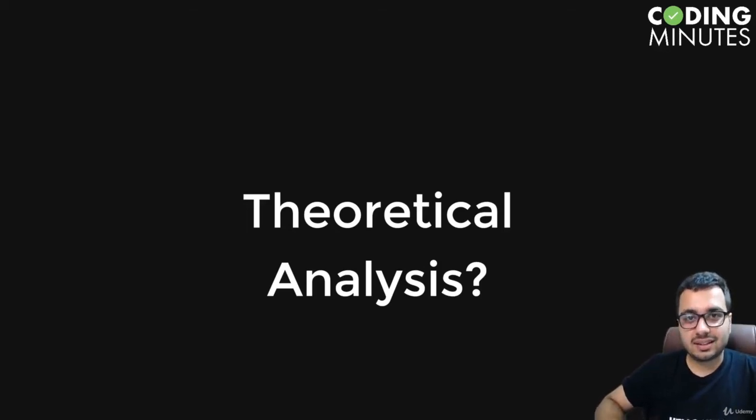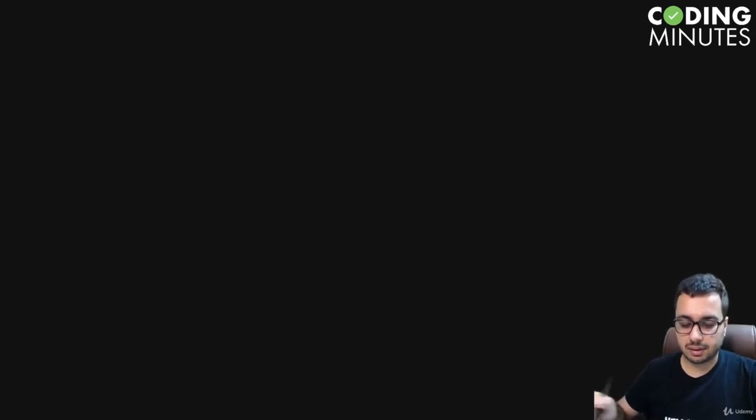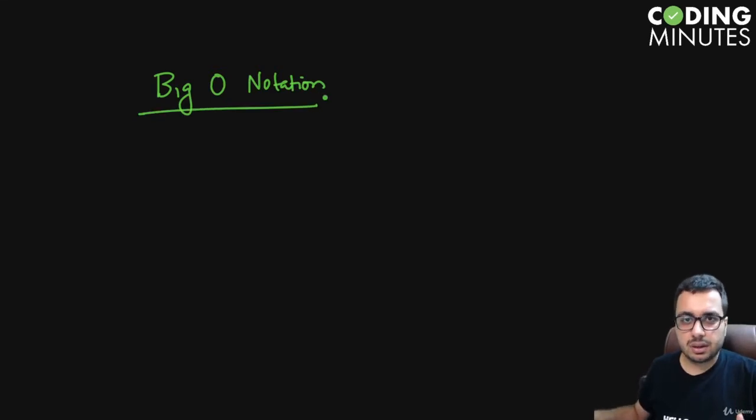Hi everyone. In this lecture, we will learn about theoretical analysis of space-time complexity analysis. Okay. So what we are going to do is learn about a notation known as big O notation. This notation provides us a mathematical notation to understand, or to represent, the complexity of an algorithm.